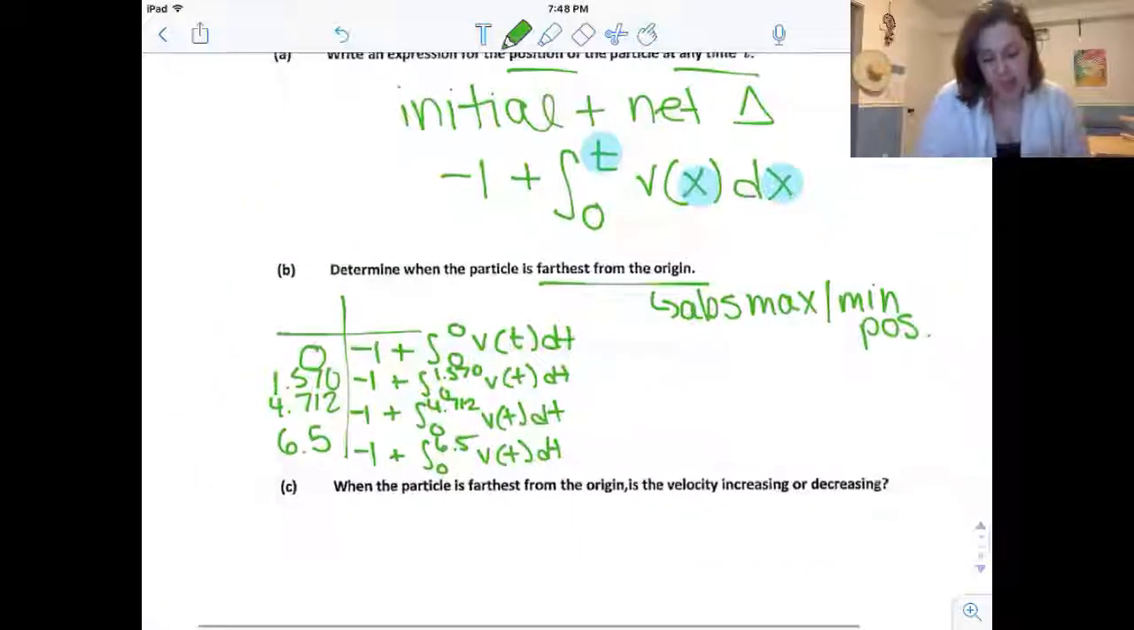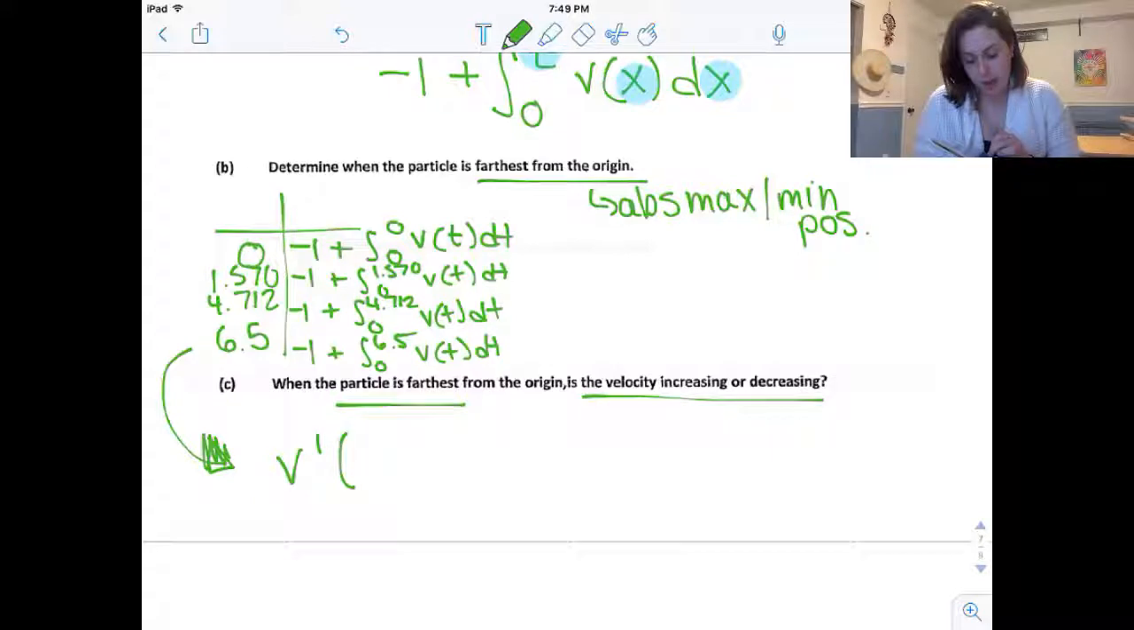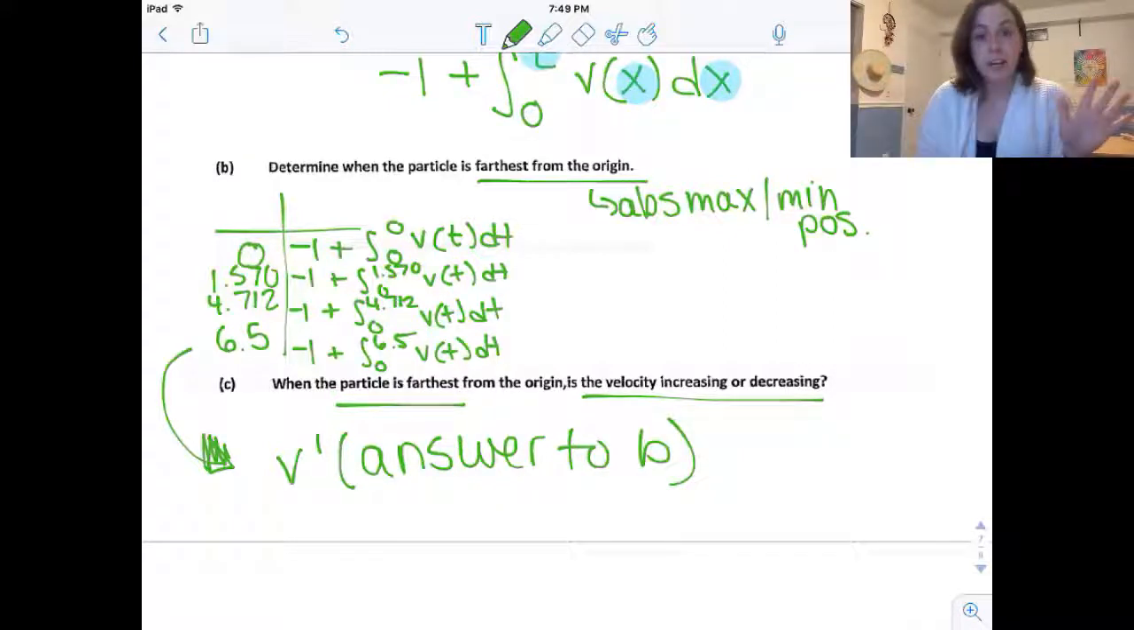And then when the particle is furthest from the origin, is velocity increasing or decreasing? So what I would do there is when I get the answer to part B, is velocity increasing or decreasing? Well, I would find the acceleration, v prime, right, of the answer to part B.